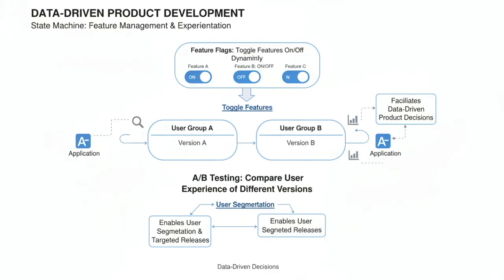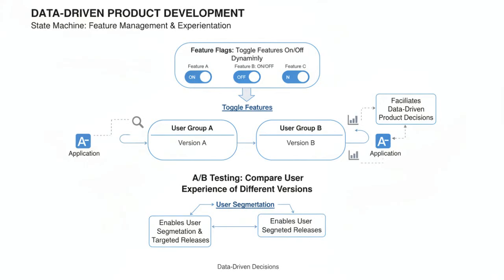Feature flags, also known as feature toggles, are powerful mechanisms that allow you to turn features on or off in your application without deploying new code. This provides immense flexibility, enabling developers to release unfinished features to production, then activate them only when they're ready, or even roll back a feature instantly if it causes problems.